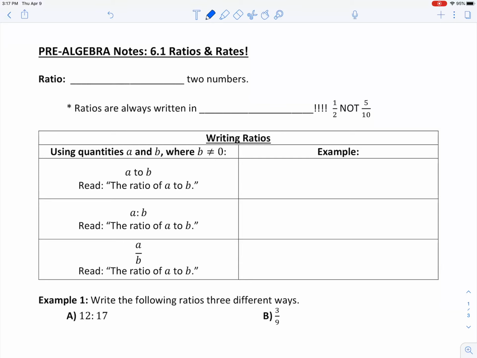Hello class, welcome to chapter 6. Today we are doing lesson 6.1, which is on ratios and rates.